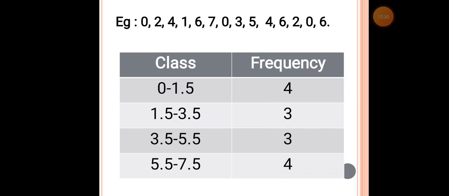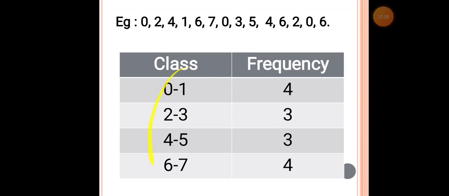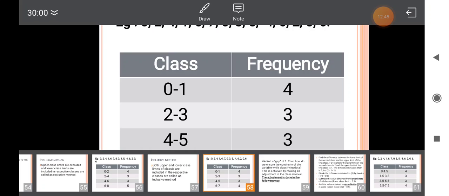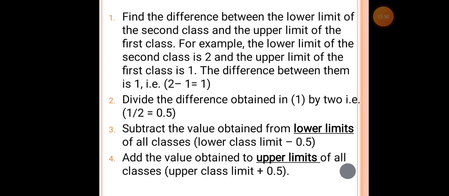So what was the earlier data? I will show you the earlier data. This was the earlier data where there is no continuity. So what did we do? We added to the upper limit and deducted 0.5 from the lower limit. I will show you how it is done. So this is done. What is the line? Subtract the value from the lower limit.